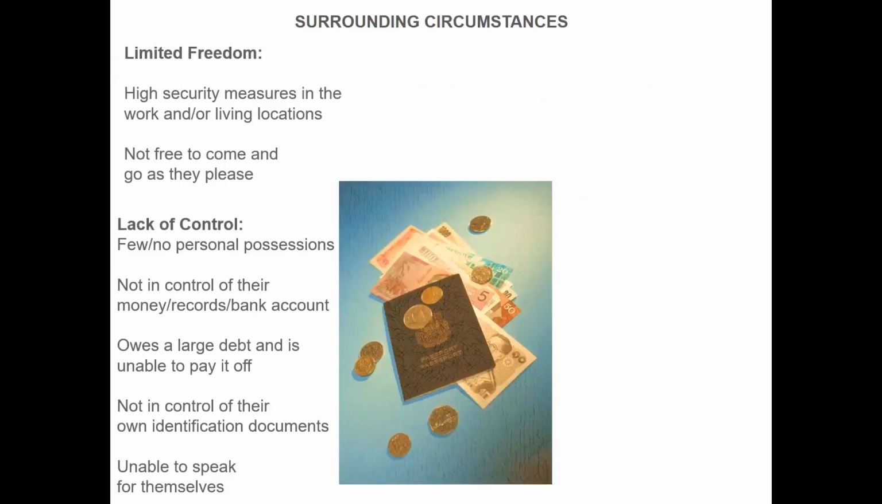Victims may have few or no personal possessions. They may not have any control over their own money, their records, or bank accounts. They may owe a very large debt and are continually unable to pay it off. They may not be in control of their own identification documents or know where they are. They may be unable to speak for themselves, having someone else always speaking on their behalf. This could be because the trafficker would state that the victim may be too young to express themselves, does not speak the language, or is not able to express themselves adequately.